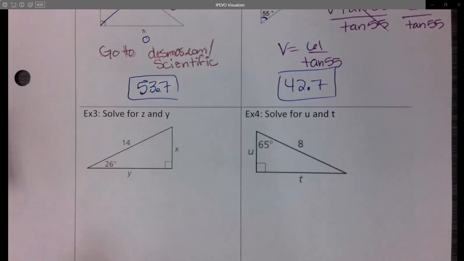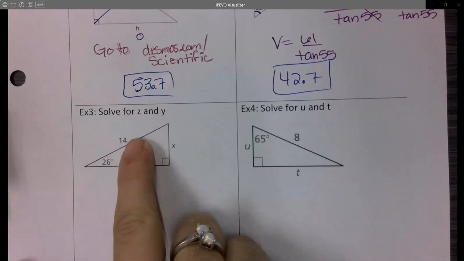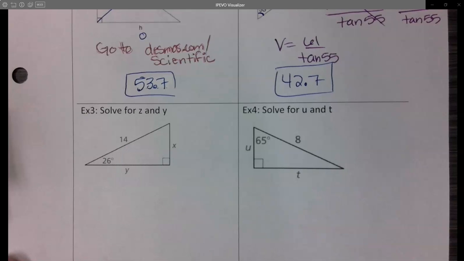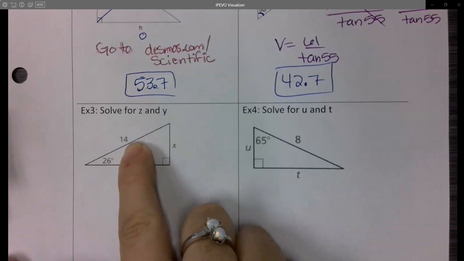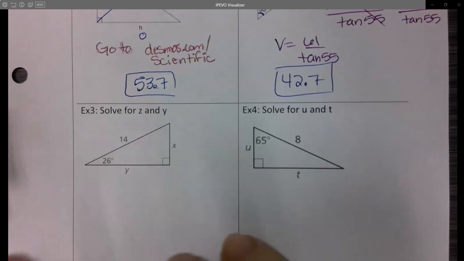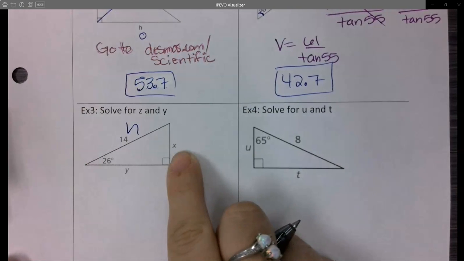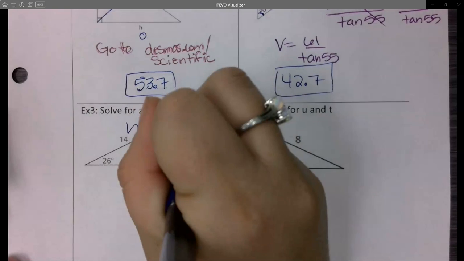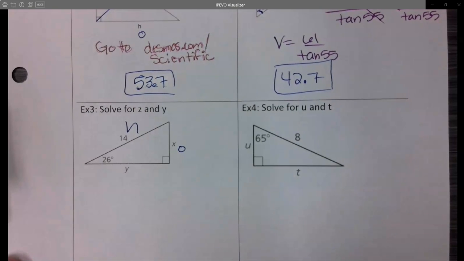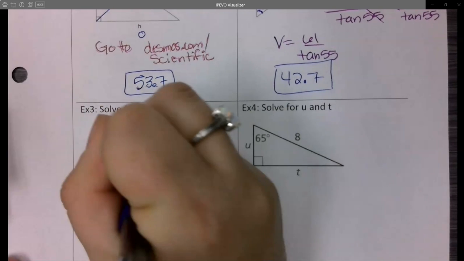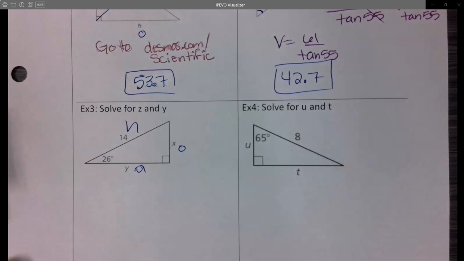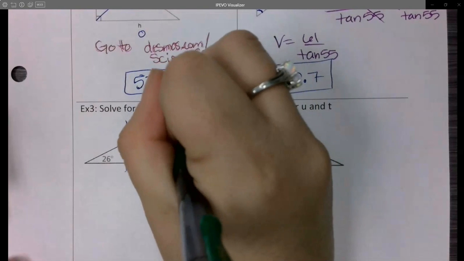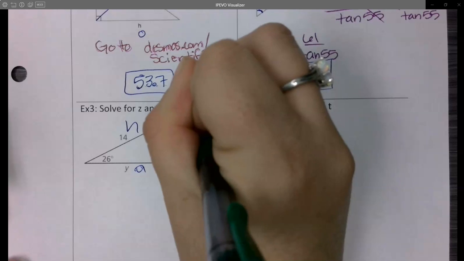Number 3 wants me to solve for x and y. So first thing I want to do is go ahead and label. So 14, is this H, O, or A? H. X, H, nope, I already have H. O or A? And Y? Okay. So I have SOHCAHTOA.